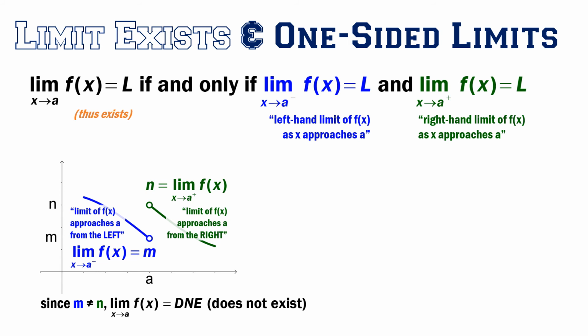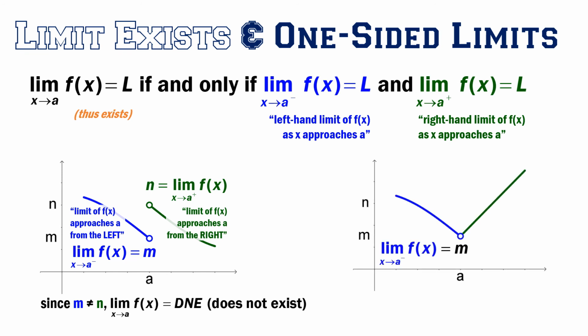And because they do not equal each other, we cannot actually say that the limit of f of x as x approaches a, no little plus, no little minus, exists. We cannot get those two left-hand and right-hand limits to match up to each other. So, the limit does not exist.